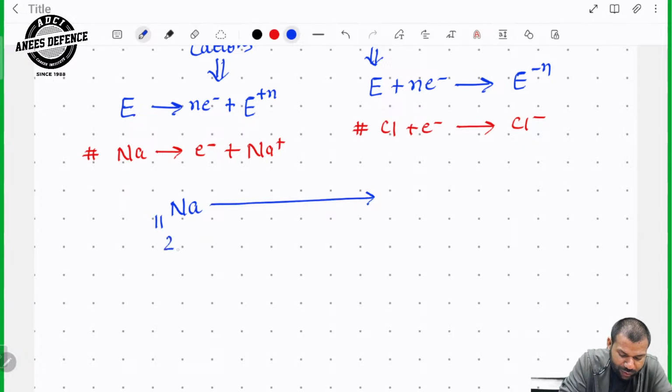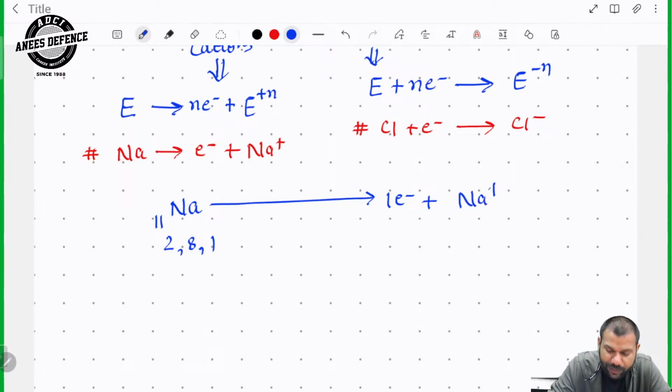Here we have arrangement 2, 8, 1, right? And one electron is gone from the sodium atom, and it is now Na+. So if you look at the electronic configuration, you will notice that the electronic configuration of sodium is 2, 8, 1, and there is one electron in the outermost shell. So if sodium tries to lose one electron, it will lose its outermost electron, right?